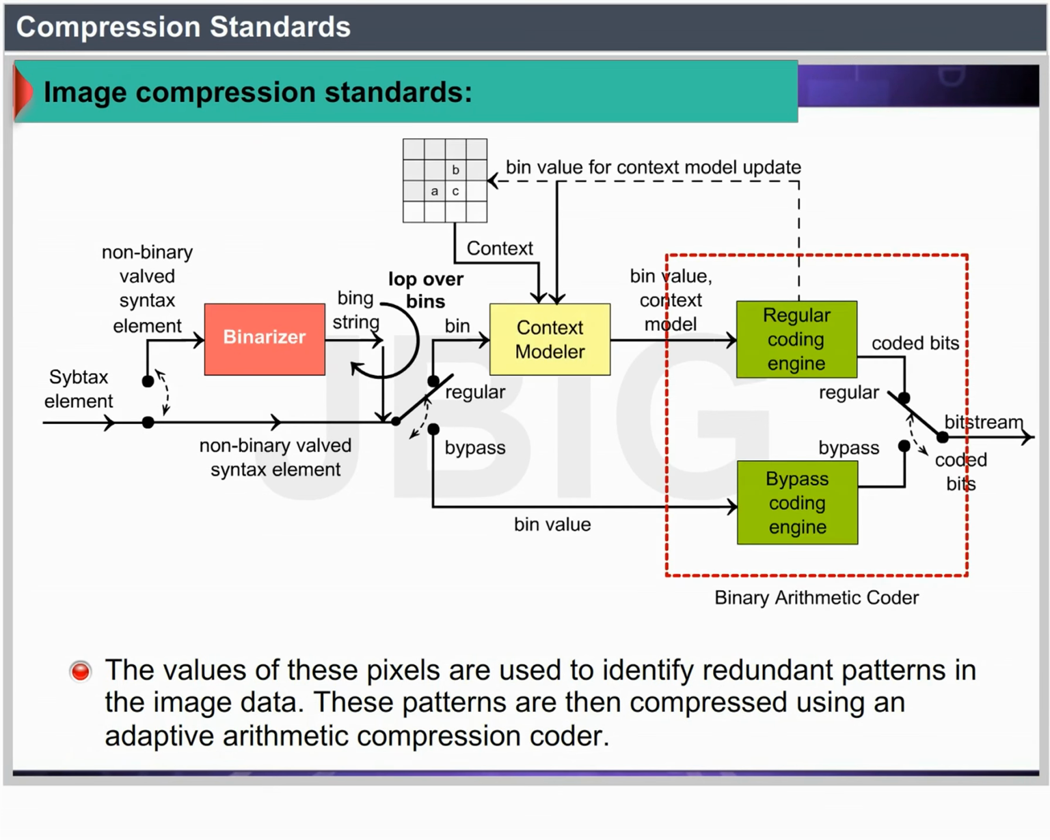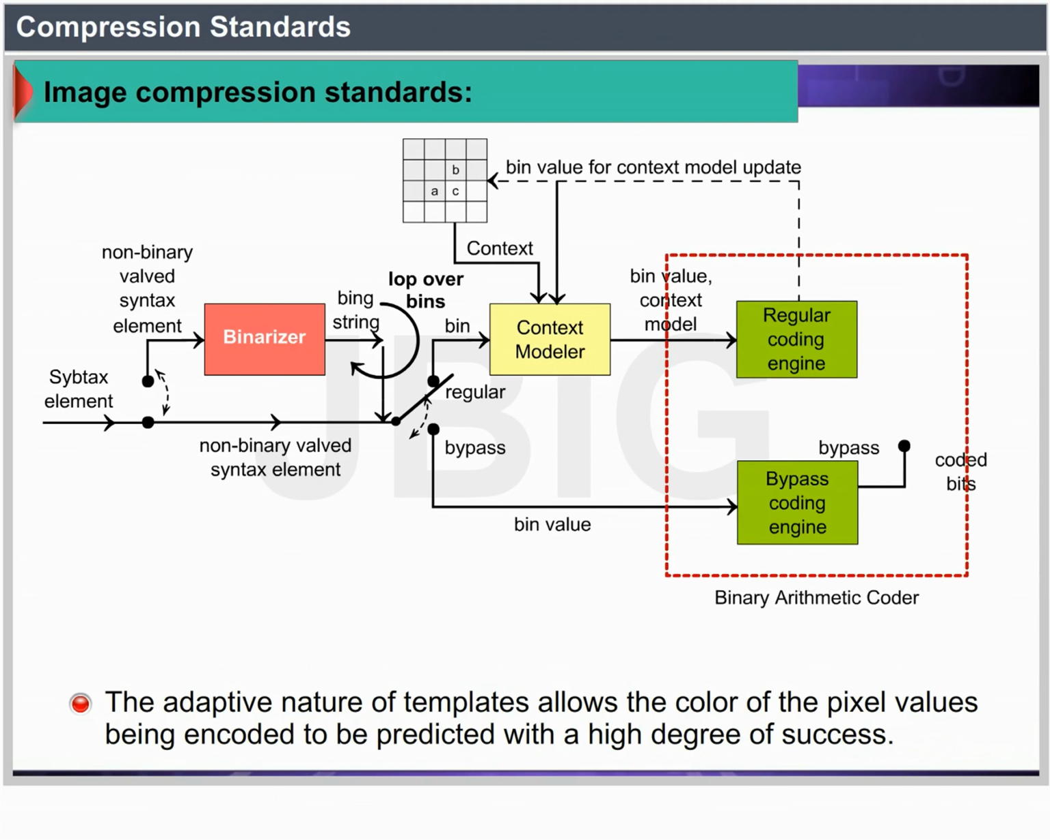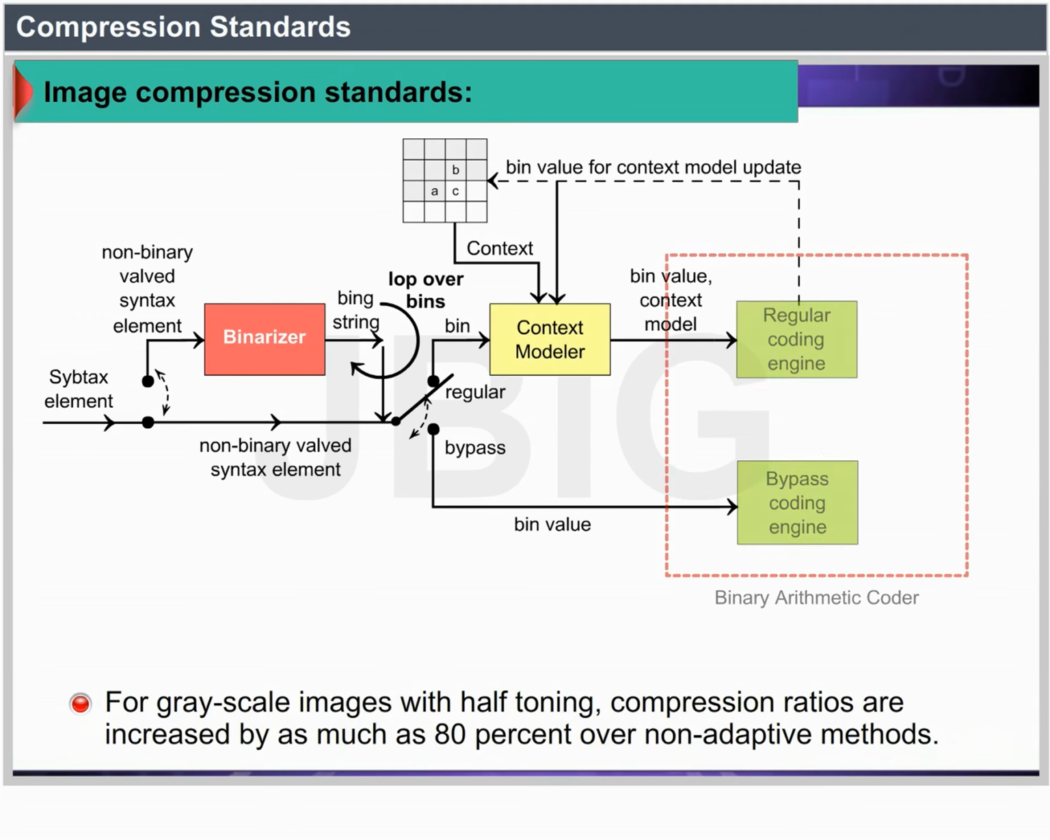These patterns are then compressed using an adaptive arithmetic compression coder. The adaptive nature of templates allows the color of the pixel values being encoded to be predicted with a high degree of success. For grayscale images with half-toning, compression ratios are increased by as much as 80% over non-adaptive methods.